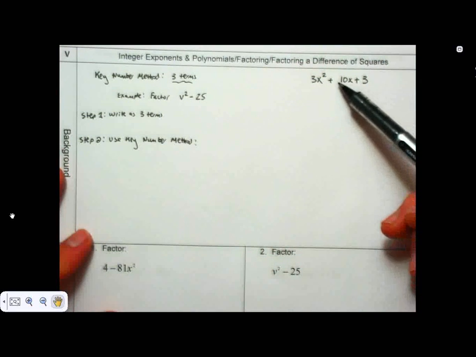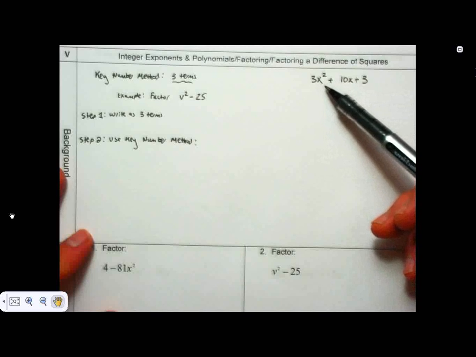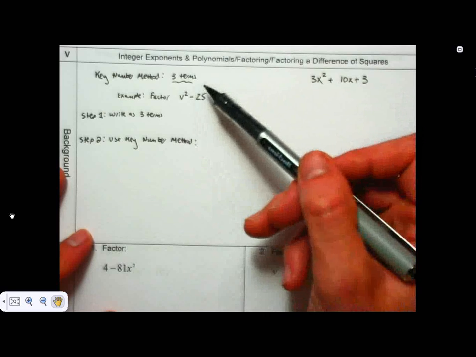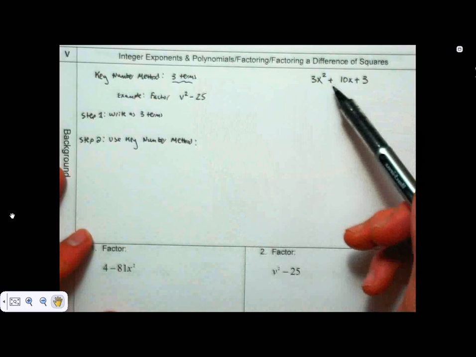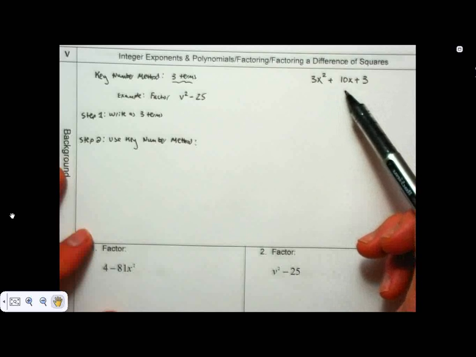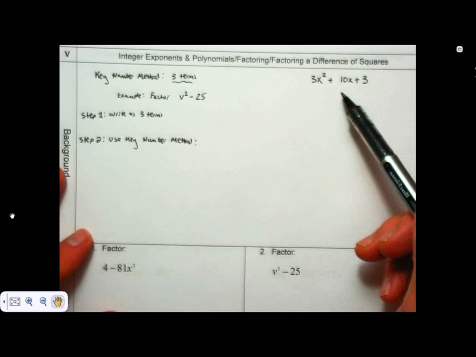So we've factored expressions that have three distinct terms, and the method that we've used to do that is the key number method. So if you haven't seen that yet, go back and watch the videos on how to do those first, because we'll be using that knowledge in this video.